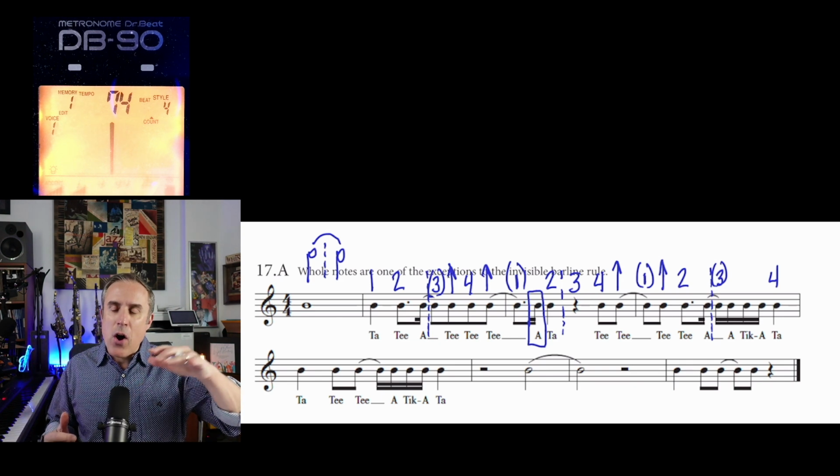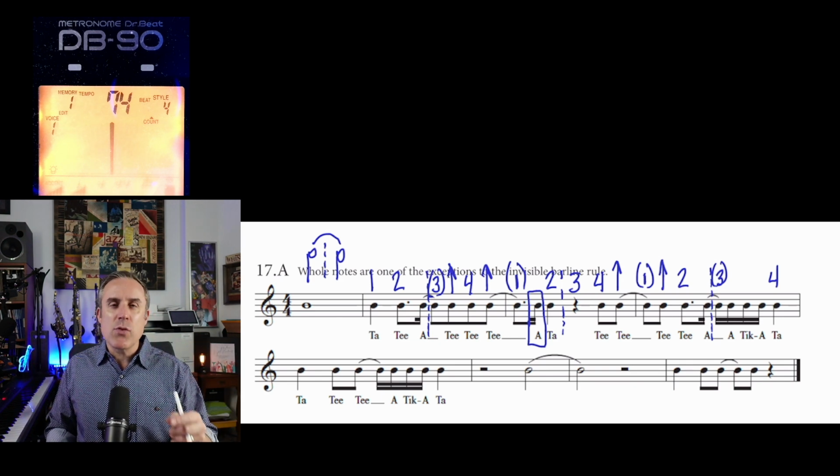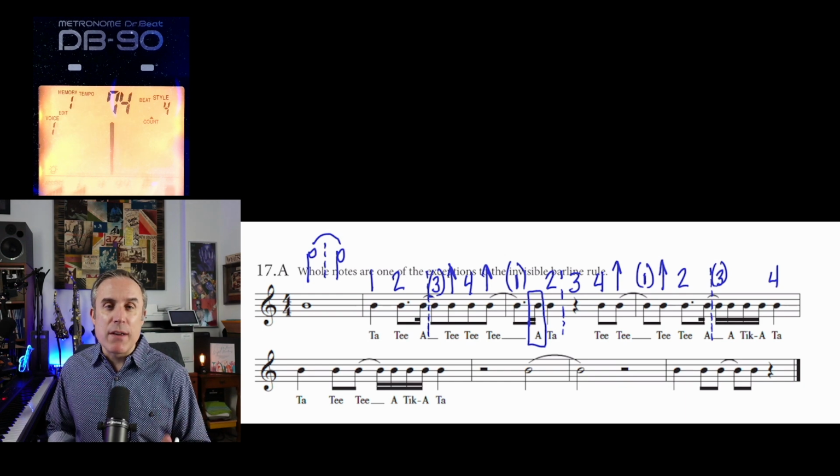So you see how I went all the way to beat 2 in that third measure? Try doing it with me this time. This is measure 2 going into measure 3. 1, 2, here it is. Ta, ti, ah, ti, ti, ti, ah, ta. So that's pretty cool. Some really fun rhythms there.